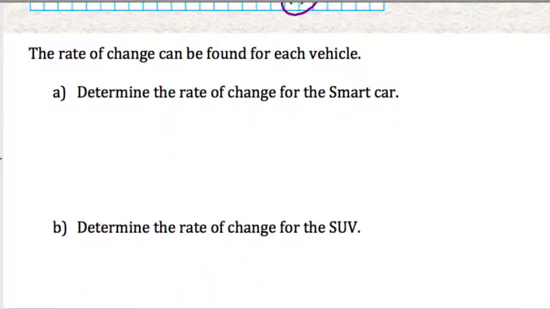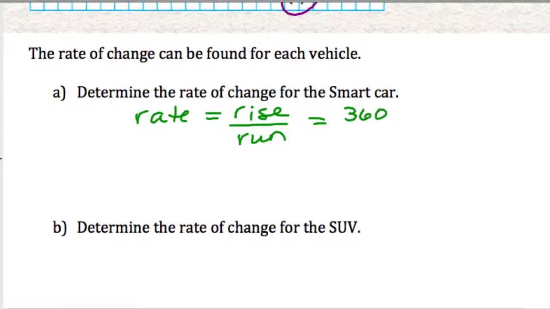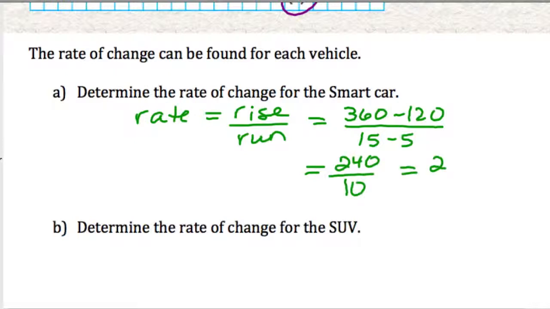Determine the rate of change for the smart car. So my rate is rise over run. And I said that was 360 minus 120 over 15 minus 5. It's the difference between the vertical numbers and then the difference between the horizontal numbers. And I get 240 over 10, which is equal to 24. Okay, and then you have to take a second and think about what that means. 24 kilometers per liter. So the smart car goes 24 kilometers for every liter of gas, and that is the unit rate, or the rate of change of the graph. That represents how steep the graph is.